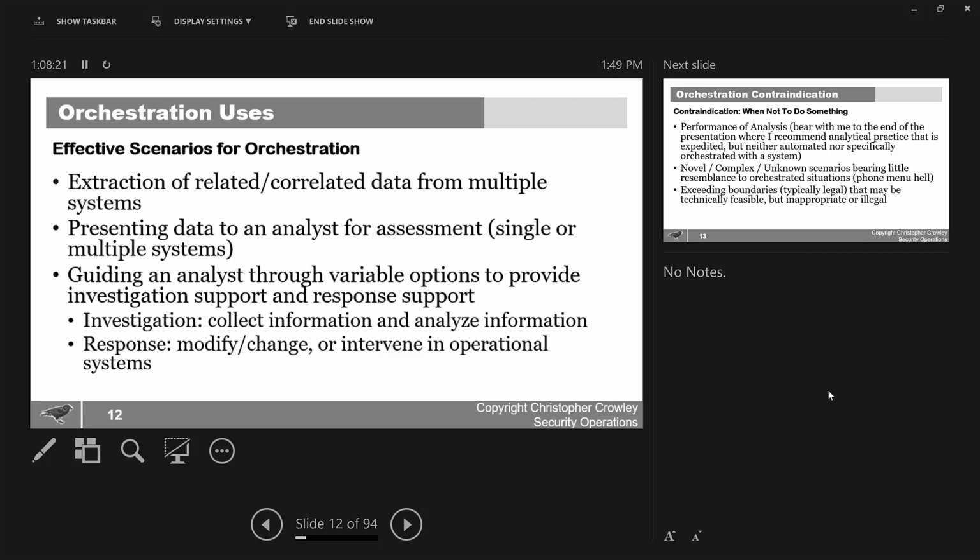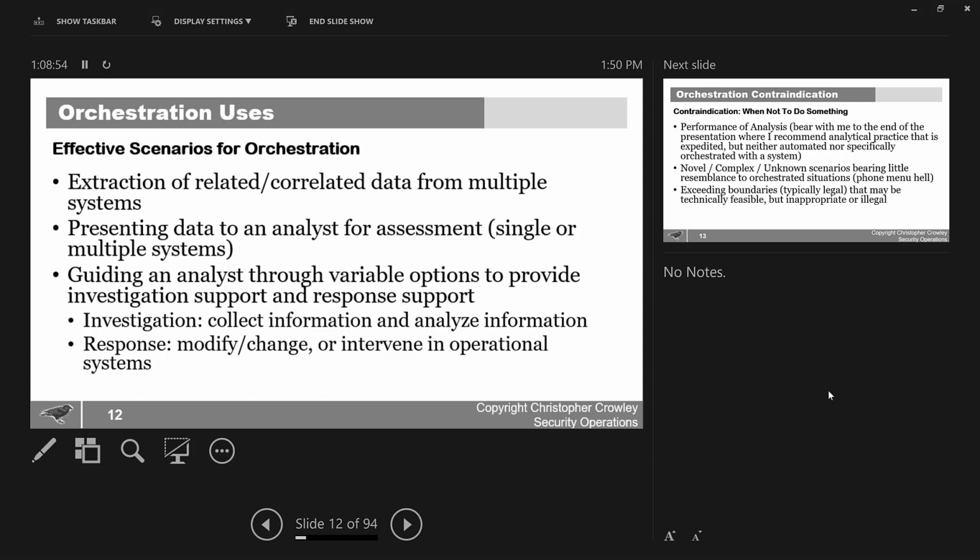Okay. Another thing that an orchestration tool would be really good at is basically saying to the analyst, hey, have you thought about this? Hey, have you thought about that? This is the next step that other analysts have taken when they've done this investigation. Now, the orchestration is not telling the analyst that they have to do it, but it is helping guide the analyst through plausible scenarios in either their investigation or their response.